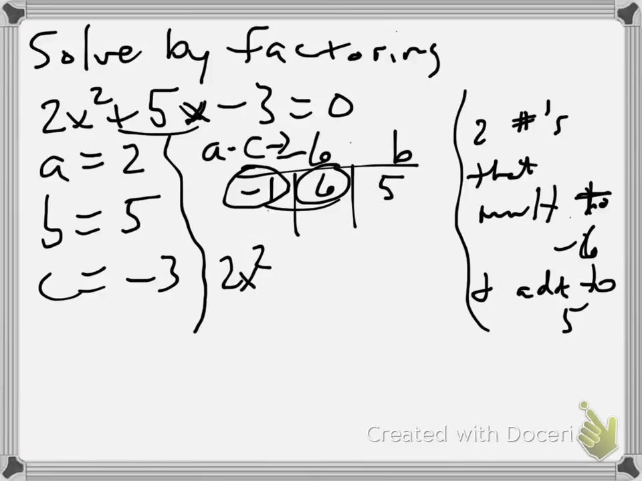Now, what I always do is I look at the 2 numbers and ask, which one of those 2 numbers goes better with 2x squared? Just factor-wise. Well, 6 does. So I'm going to put the 6 right here, plus 6x. And then the minus 1 is going to come right here, minus 1x. So now I come back up to my equation. I put minus 3 equals 0.